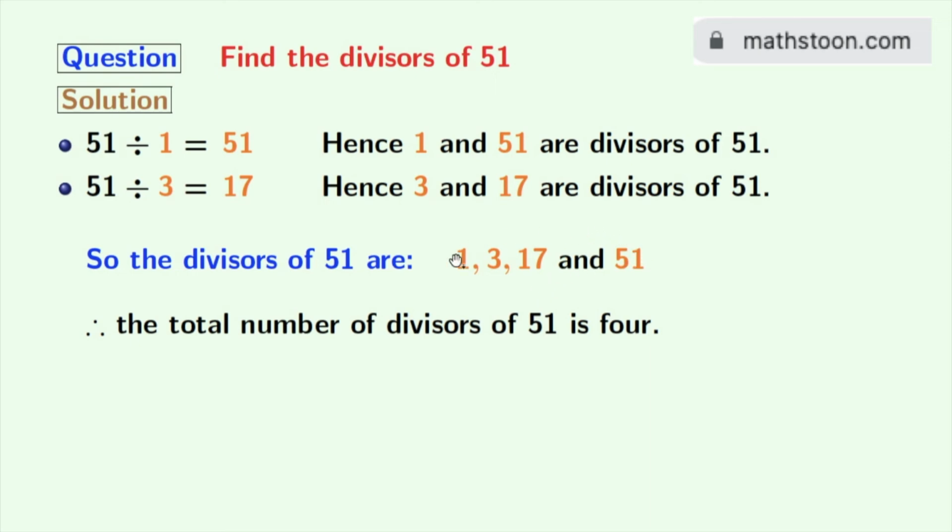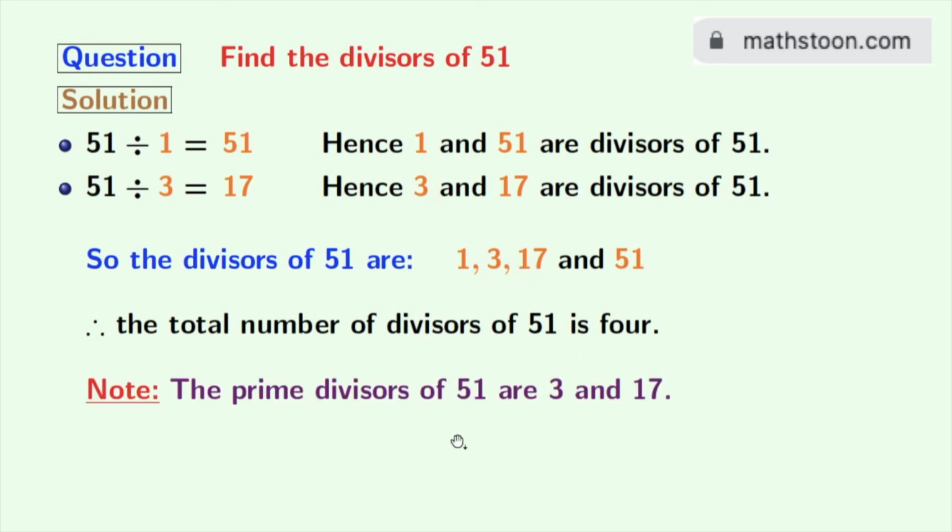Now among these divisors, 3 and 17 are prime numbers because these two numbers do not have any divisor other than 1 and this number itself. So we can say that the prime divisors of 51 are 3 and 17.